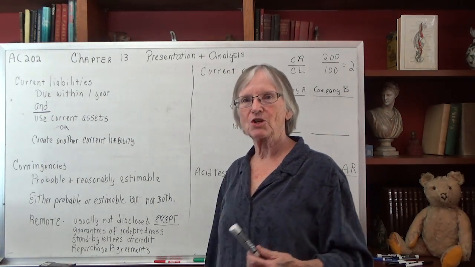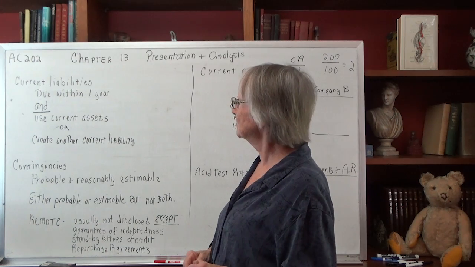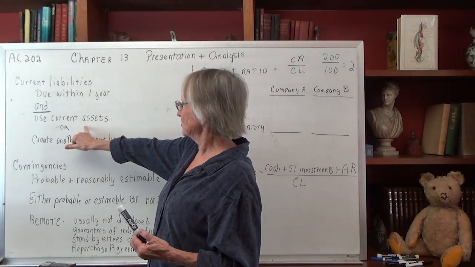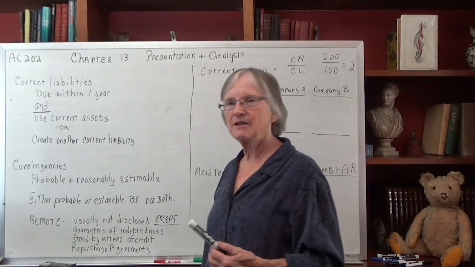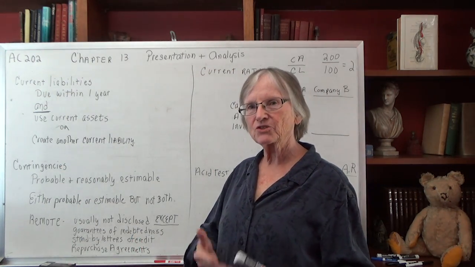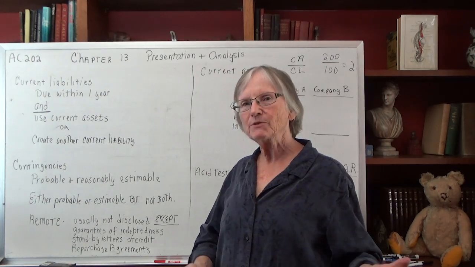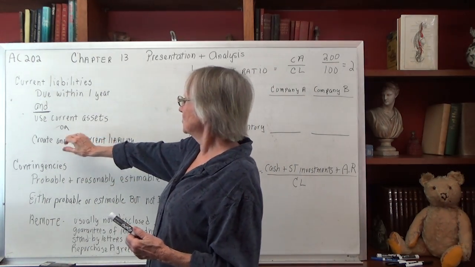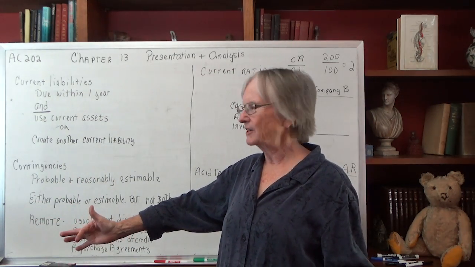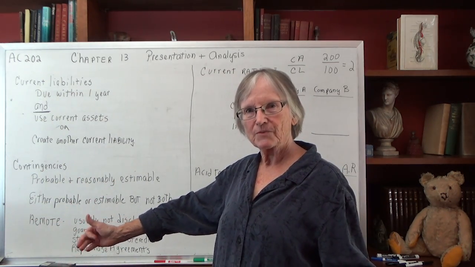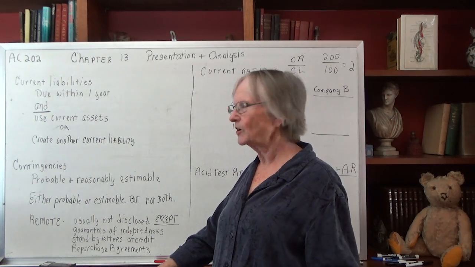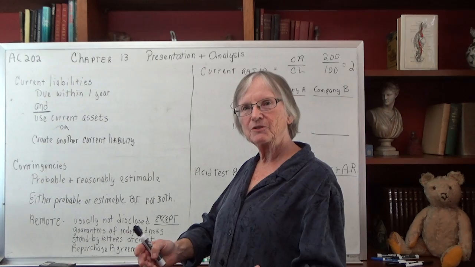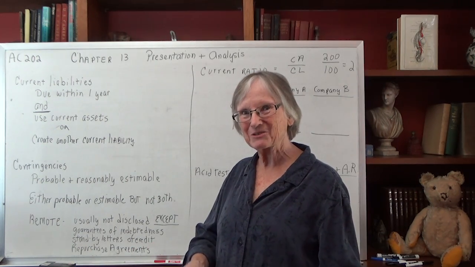Current liabilities are due within 1 year or the operating cycle, whichever is longer. We don't really get into the operating cycle problems here, but basically due within 1 year. And they have to use current assets or create another current liability to be classified as a current liability. So what does that mean in plain English? It's not a current liability if you're going to use long-term assets to pay it off. Say you had a long-term fund and you were going to pay something that's coming due soon, that would not be a current liability because it's not using current assets to pay it off.